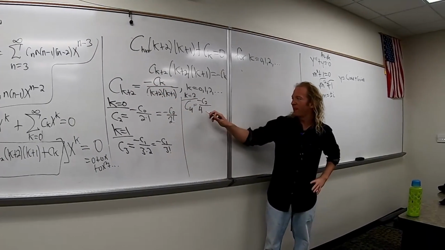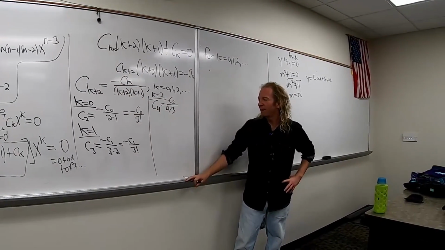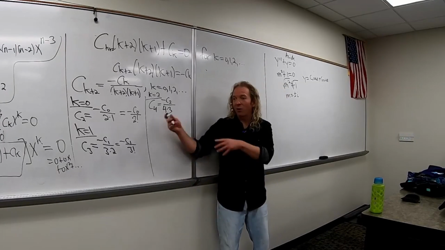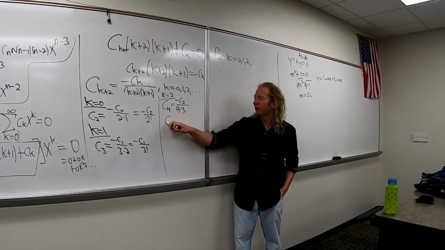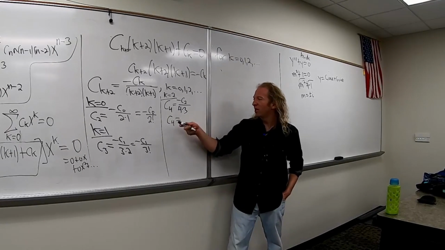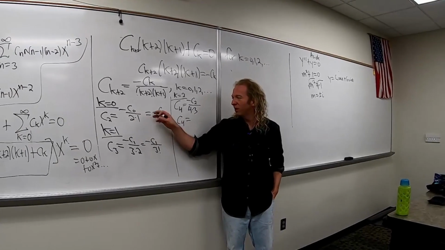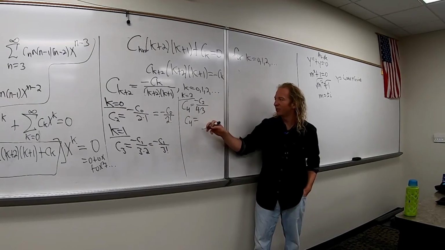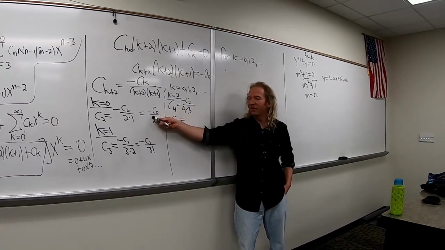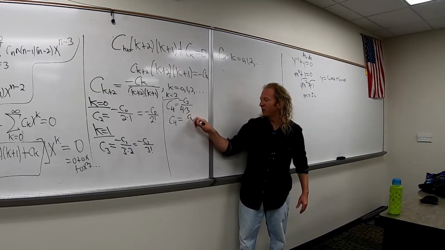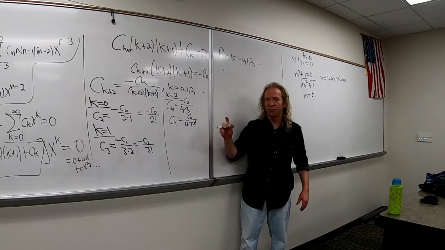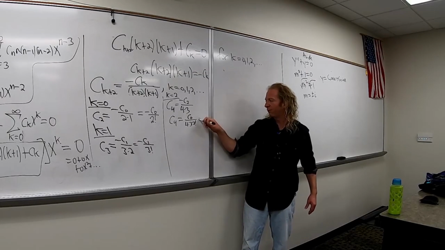Replace C2 with the first one, it becomes negative. That's true, it's a good point. So now it'll become positive in the next step. Yeah, good. So C4, yeah, let's do what Matthew said. C2 is right here, right? So we can replace C2 with that. So it'll become negative and negative is positive. So it'll be C0, and then 4 times 3 times 2 factorial. So 4, 3, 2, 1, 4 factorial.